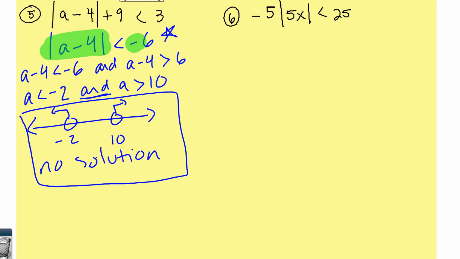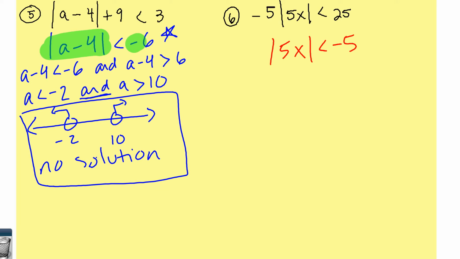Let's keep going. All right, number 6. Do the same thing. Get that absolute value bar by itself. We get the absolute value bar of 5x is less than negative 5.